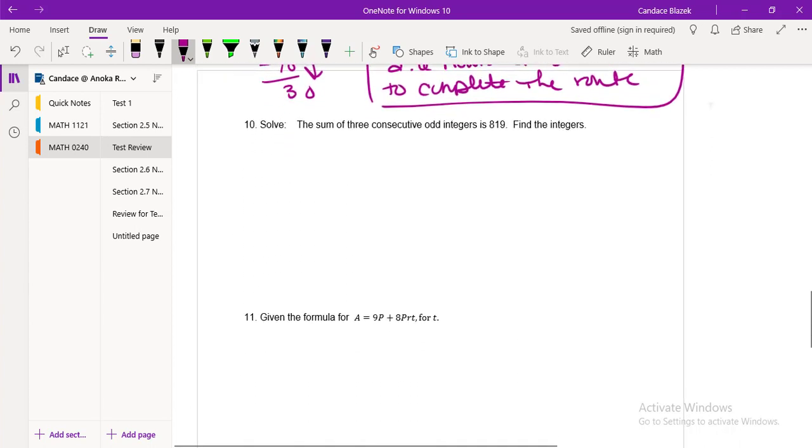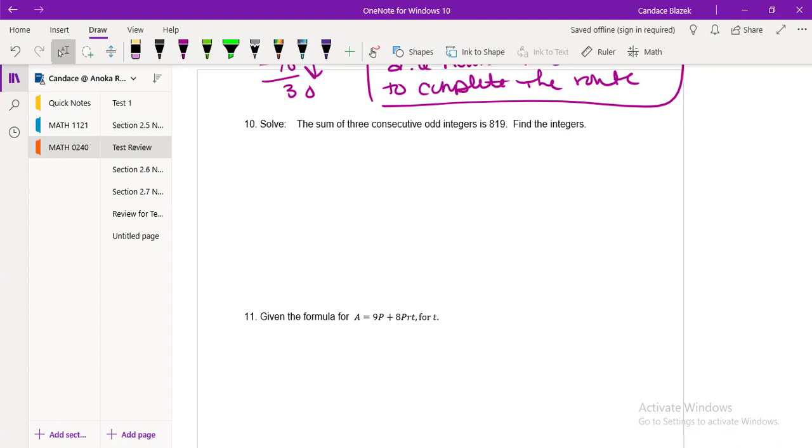Let's look at the next example. Solve. The sum of 3 consecutive odd integers is 819. Find the integers. All right, so we have done examples in class of 2 consecutive integers and 2 consecutive odd integers. But let's take a look at 3 consecutive odd integers. We are supposed to find the integers.